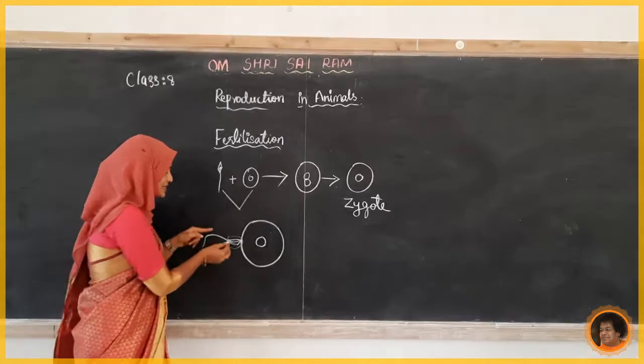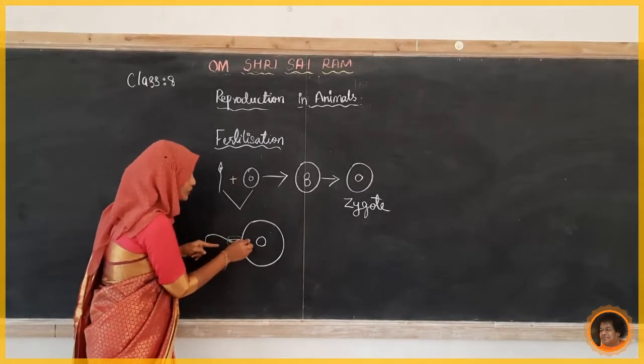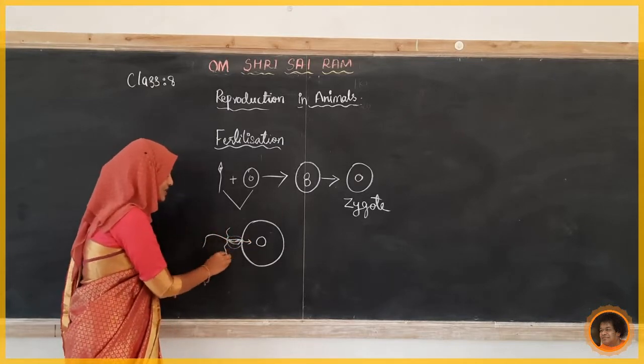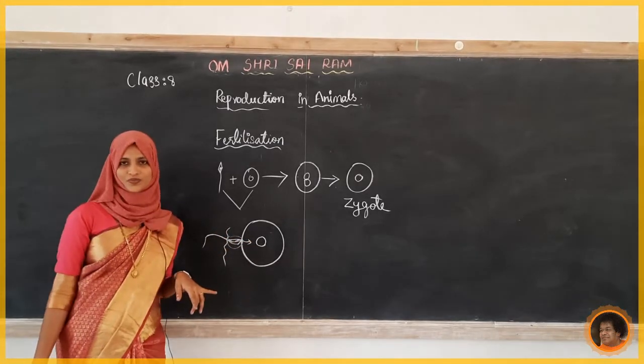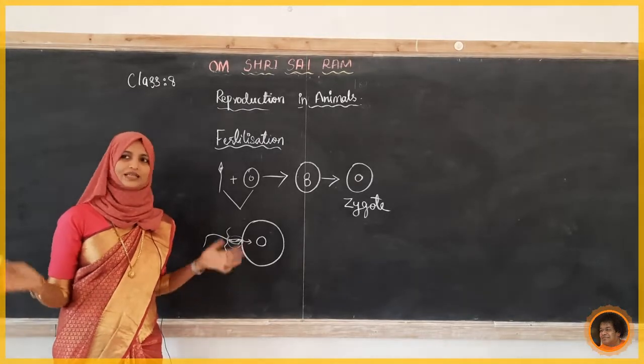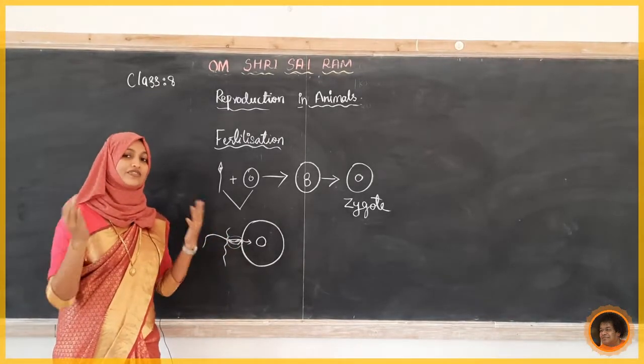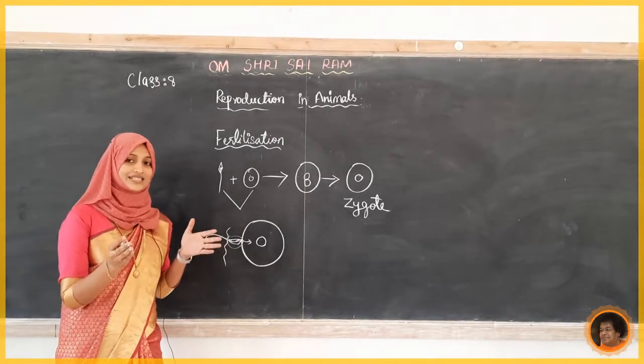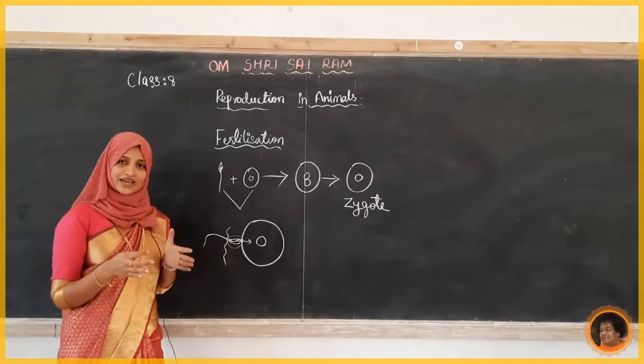So what will happen? When the sperm fuses into the egg, the tail breaks down, because its purpose is finished. The tail does not enter or fuse into the egg.